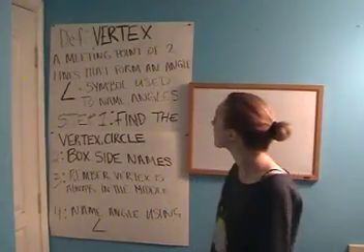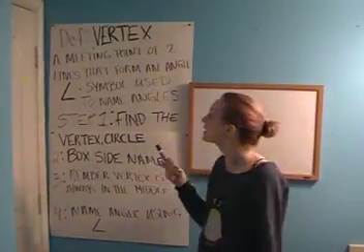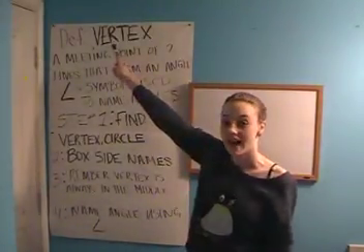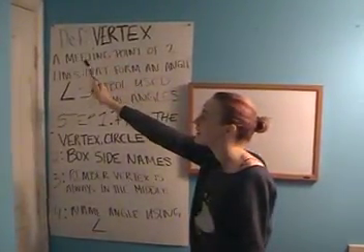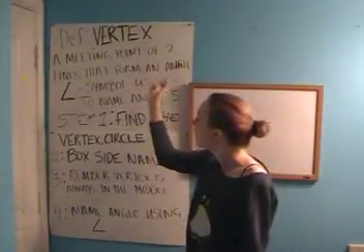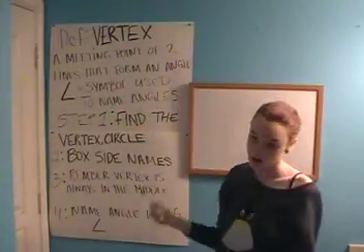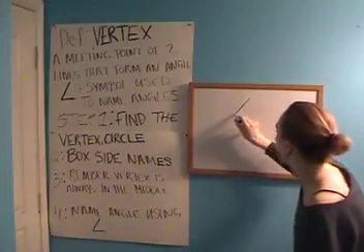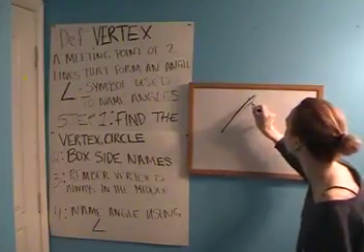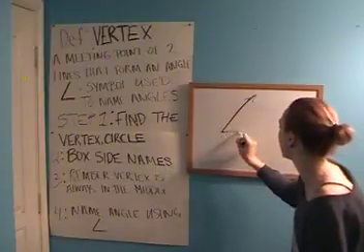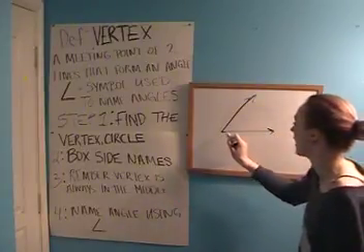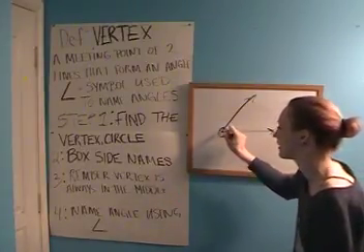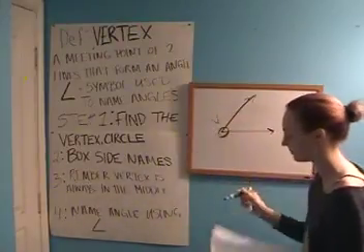Okay, first we're going to start off with our definitions, and our first one is vertex. A vertex is a meeting point of two lines that form an angle. When I draw it out real quick, you're going to have one line, and then another line. And right here, the point, this is the vertex.